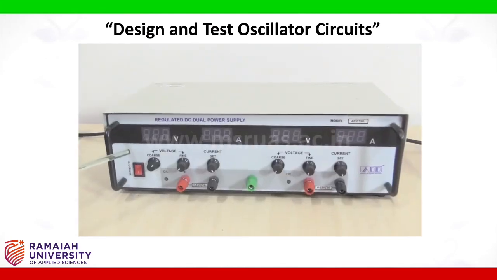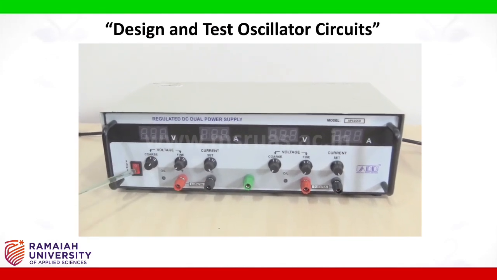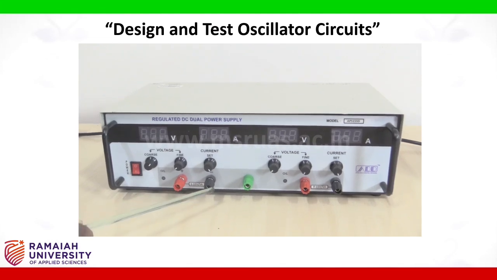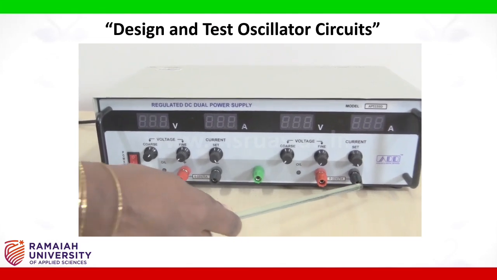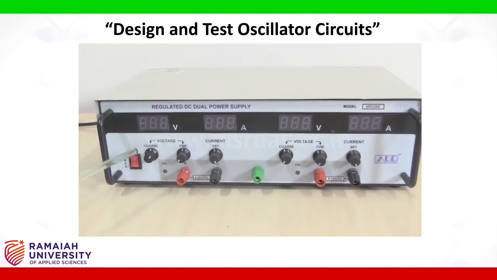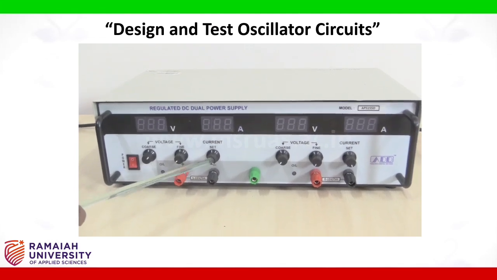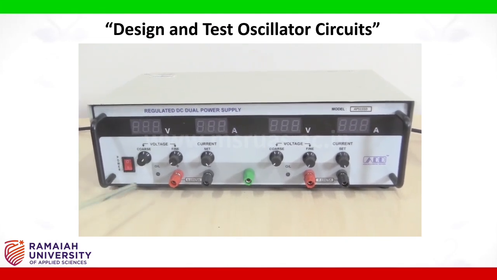This is DC power supply. This is first source. This is second source. This is switch on switch off button. This is positive of one of the sources. This is negative of the source. This is positive of second source, negative of second source. These two are used for voltage setting and this is used for current setting. Voltage can be adjusted in coarse or fine manner. In this experiment, we will use one voltage source.